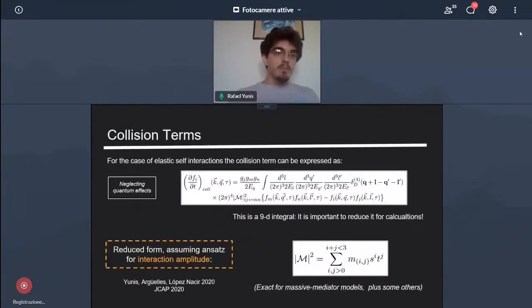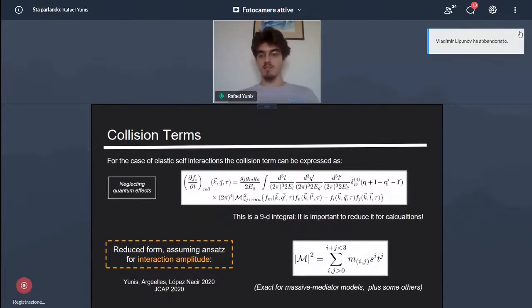In the case of elastic self-interaction, the collision term can be expressed in this way, neglecting quantum effects and other things. This is a 9-dimensional integral. It is important to reduce it. We have recently presented a reduced form for this, assuming an ansatz for the interaction amplitude. We have assumed a second-order polynomial in the Mandelstam variables S and T. This is exact for tree-level massive mediator models plus some other models.